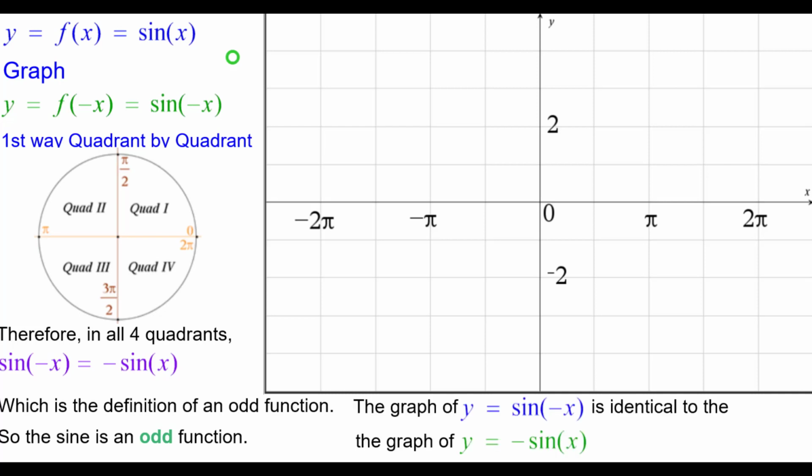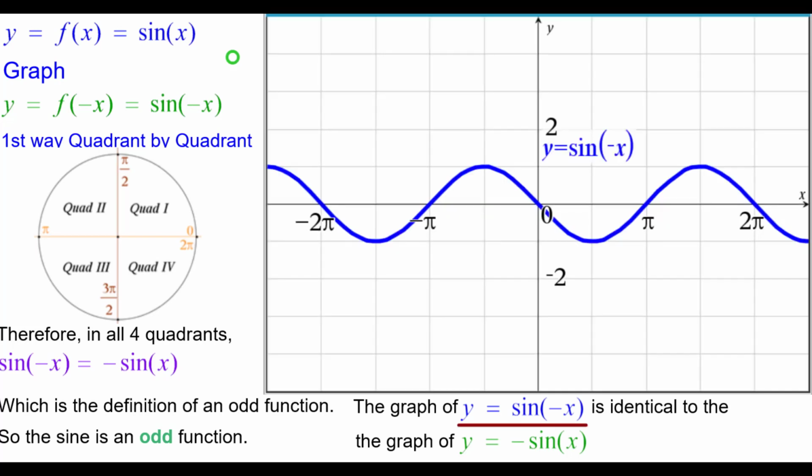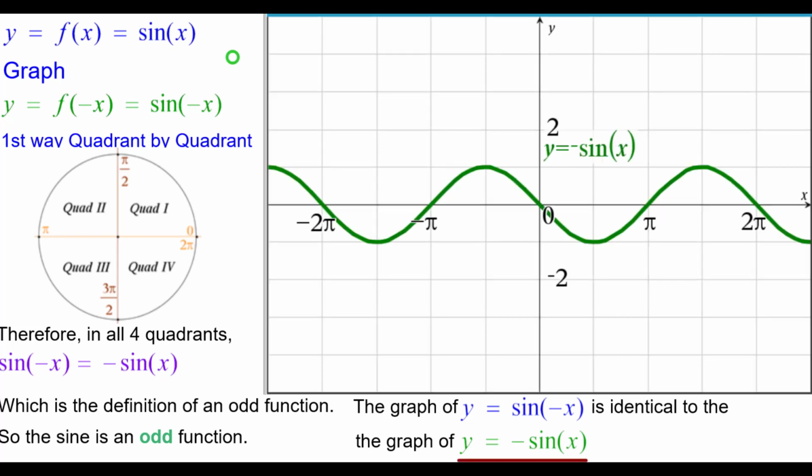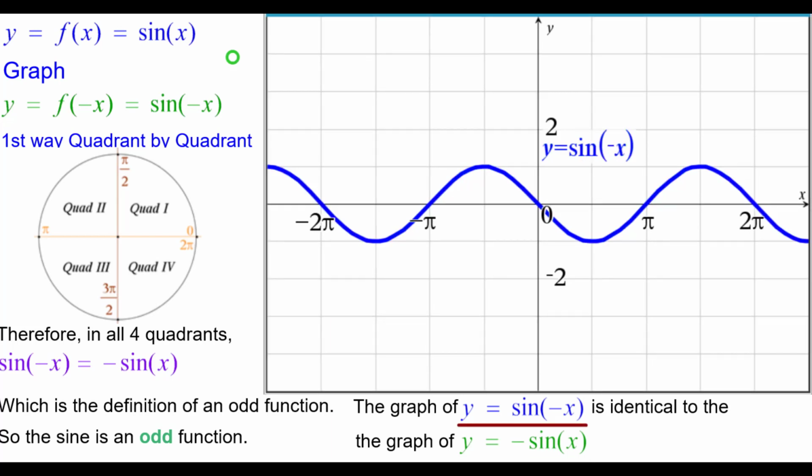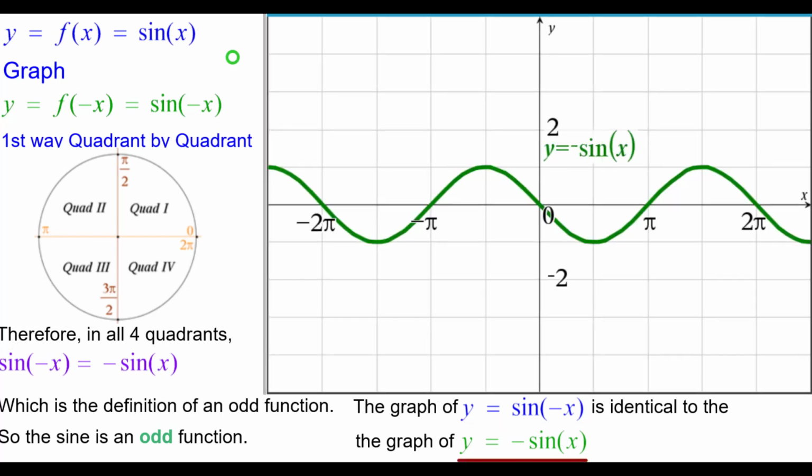The graph of the sine of the opposite of x is identical to the graph of y equals the opposite of the sine of x, as we'll show here. Here's the sine of the opposite of x. Here's the opposite of the sine of x. And as you can see, they are exactly the same. They are identical. That is an identity.